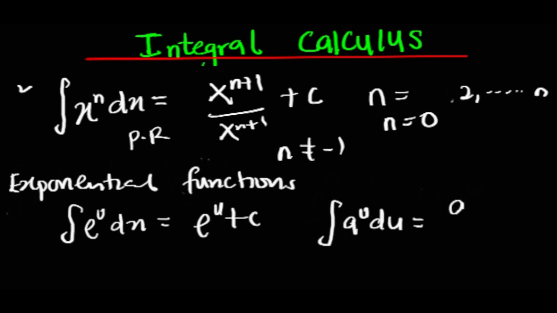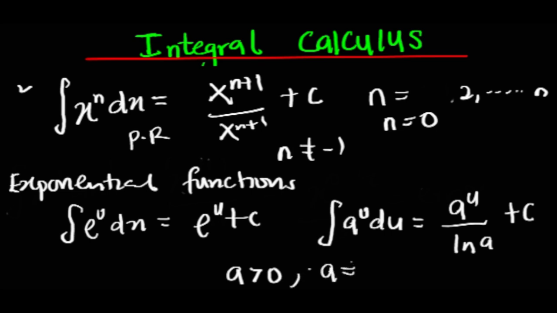So if you are integrating anything like this, you are going to have a raised to the power u, divided by the natural logarithm of a, plus c. And then what you have to know is that a must be greater than 0, and a must not be equal to 1. That's when the result is applicable.